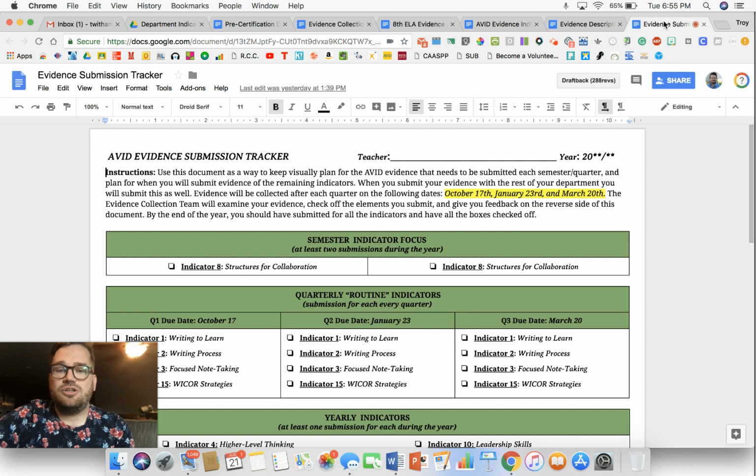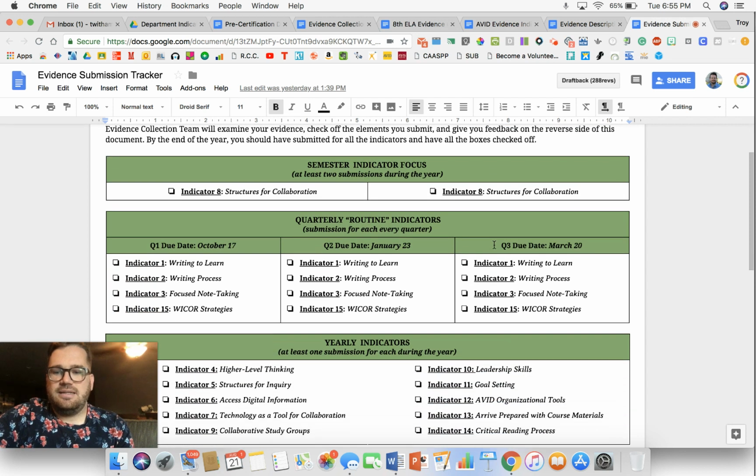So the teachers would hold on to this all quarter. So let's say this is first quarter right now. They are pulling together evidence. So when they look at this document, what this tells them is that during our semesters that we have, at some point during each semester, they're going to need to submit at least one example of structures of collaboration.